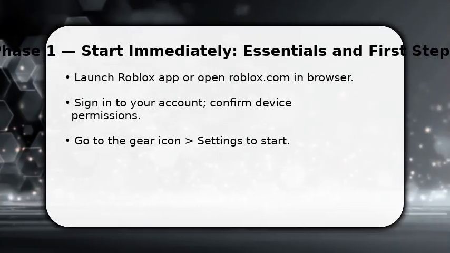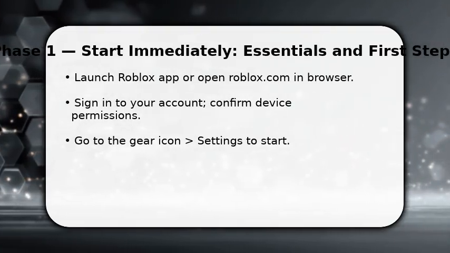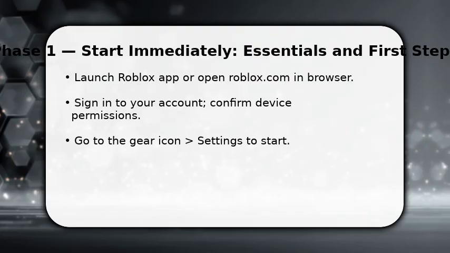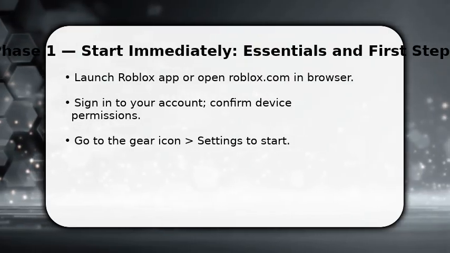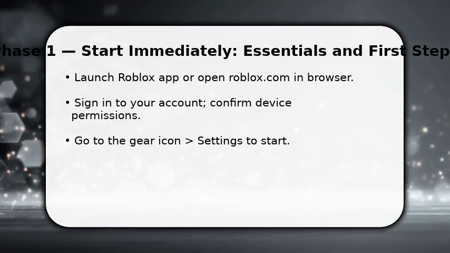You start by opening Roblox and signing in. This gives you access to account-level controls. Once signed in, click the gear icon or three dots, then choose Settings. Make sure you are on the correct account because Narrator settings are stored per account.